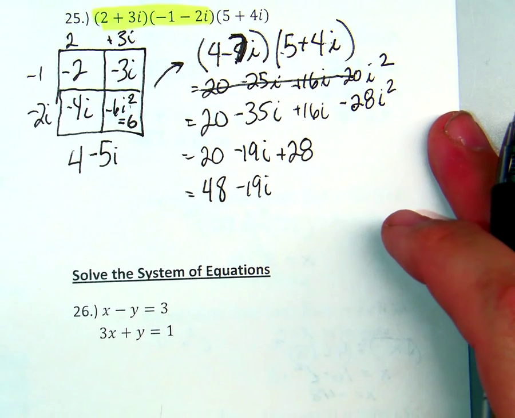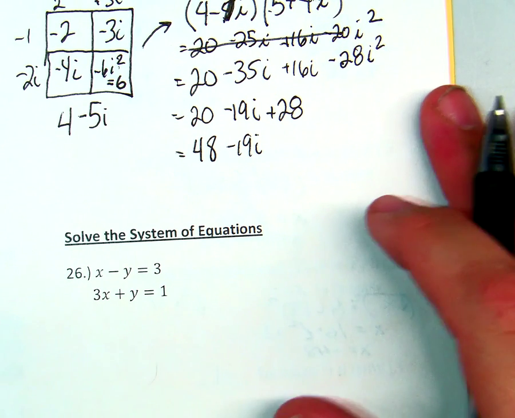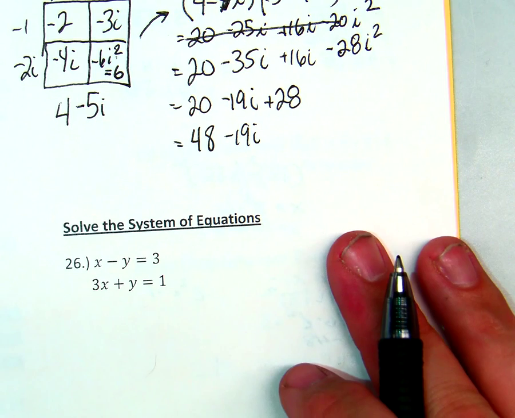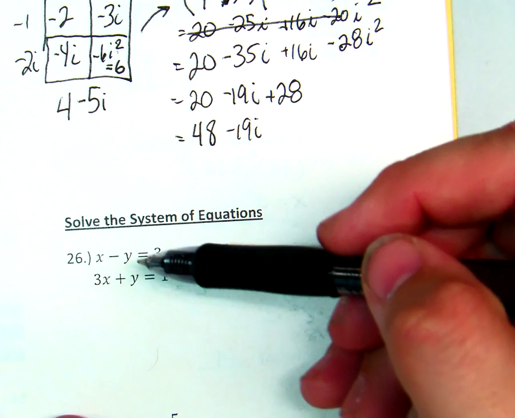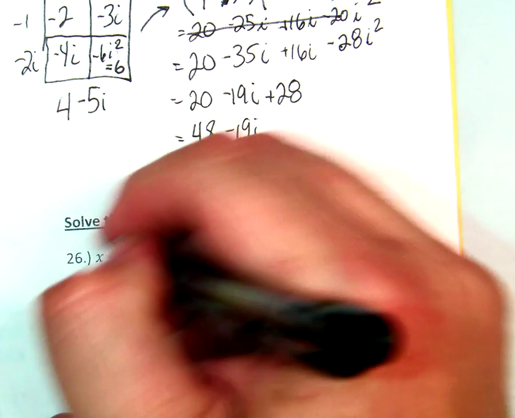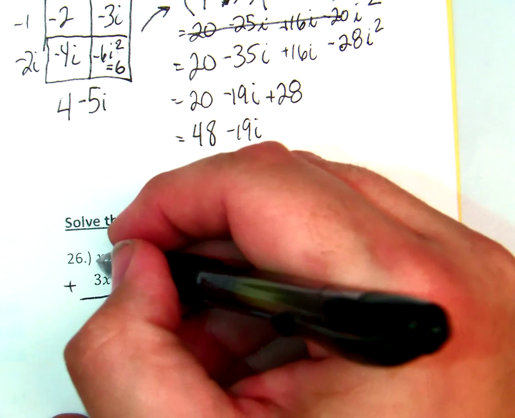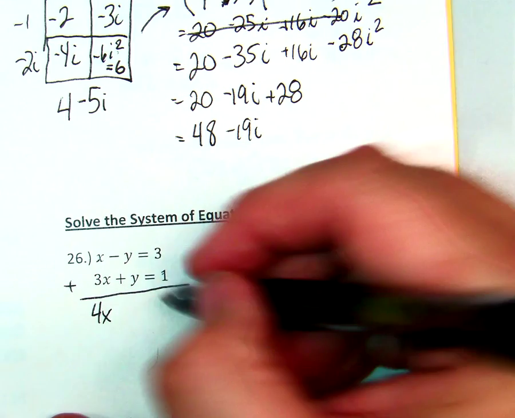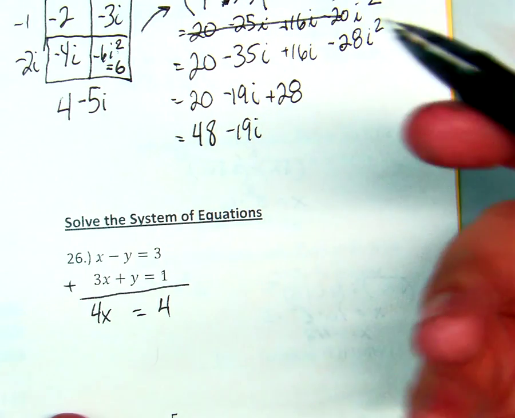All right, so now is some more review of the Algebra 1 stuff, solving a system of equations. Do I have opposite coefficients? Yes. So since I have a negative y, a positive y, I could just add these guys. x plus 3x is 4x. 3 plus 1 is 4. Negative y plus y is 0. So divide by 4, you get x is equal to 1.